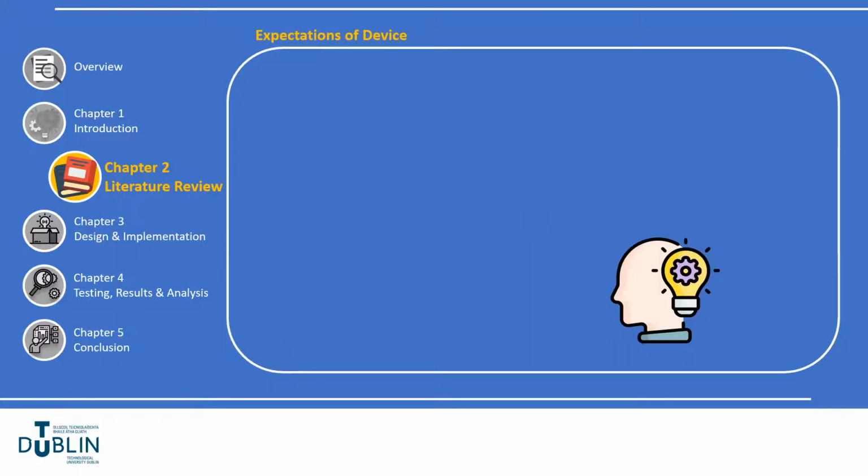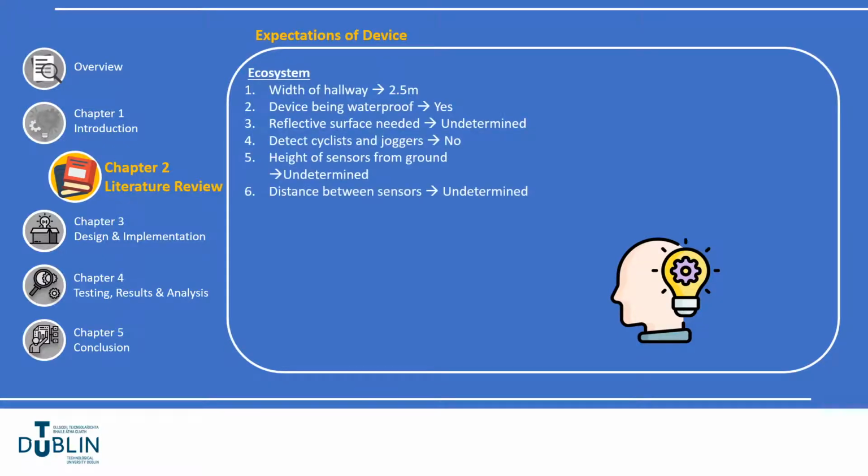Expectations of the device. The expectations of the device fall into three different areas. The questions related to ecosystem include: width of the hallway, 2.5 meters. Would the device be waterproof? Yes. Would a reflective surface be needed on the opposite side of the device? This was undetermined at this stage. Would the device detect cyclists and joggers? No. What would the height of sensors from the ground be? This was also undetermined, along with the distance between sensors.